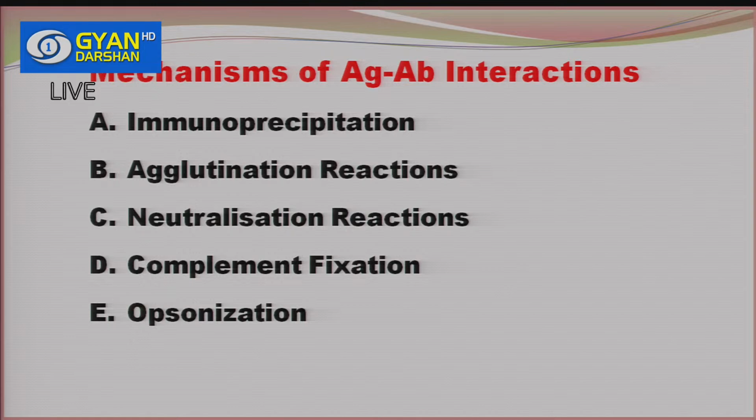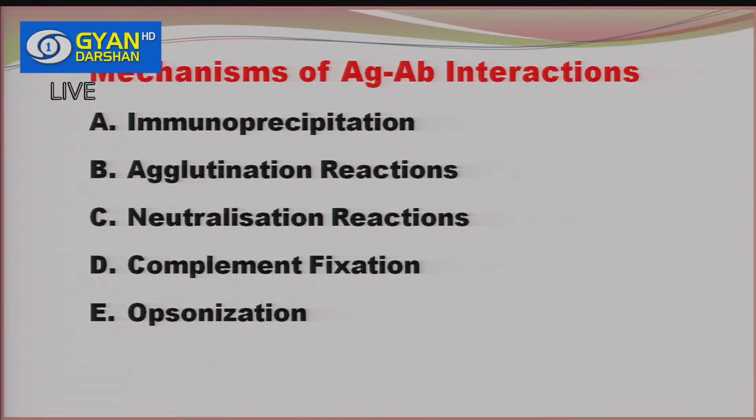After that, I want to discuss the mechanism of antigen-antibody interaction. There are several mechanisms, and we will discuss them in detail. The first mechanism is immunoprecipitation. Another is agglutination, the third one is the neutralization reaction, the fourth one is complement fixation, and the fifth one is opsonization. So these are the various mechanisms involved in antigen-antibody interaction. I want to discuss them one by one, starting with immunoprecipitation.